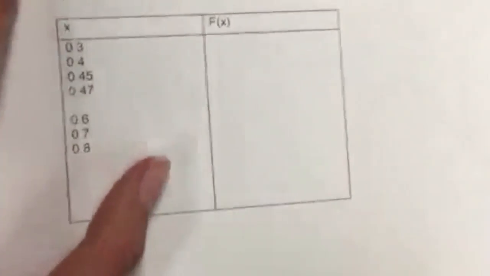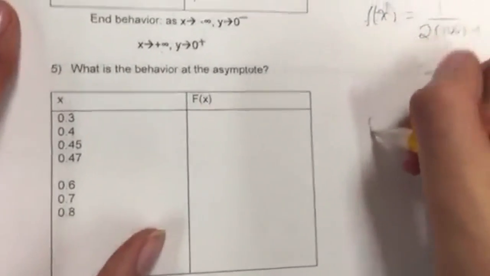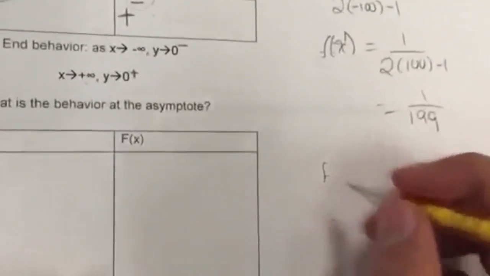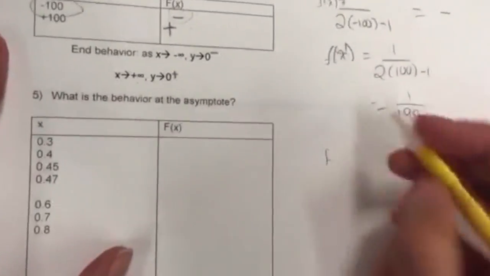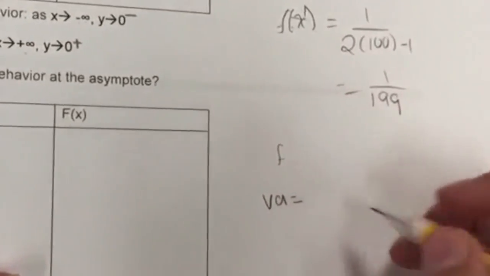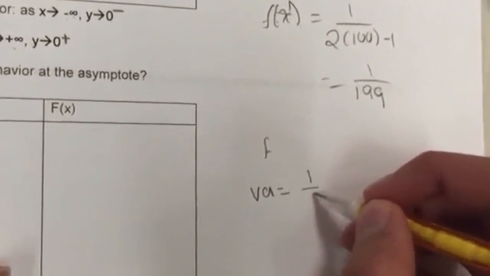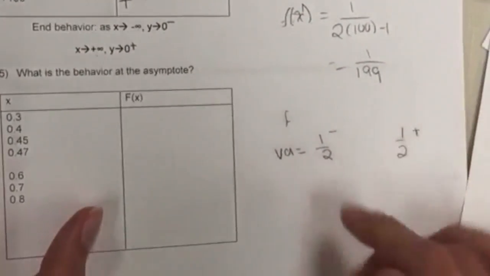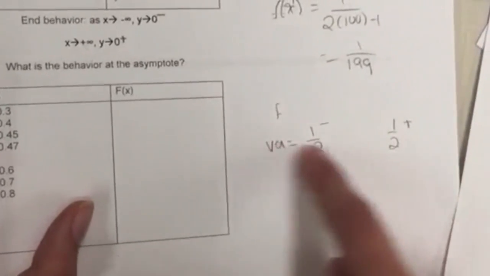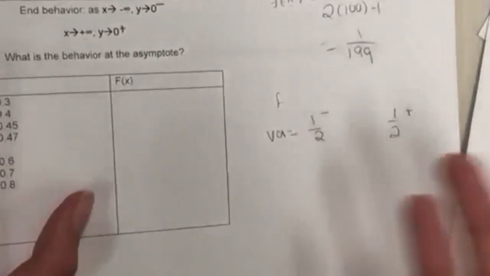So now, what is the behavior at the asymptote? So let's just get points. The behavior at the asymptote means the behavior of the function at the vertical asymptote. So the vertical asymptote for this function is 1 over 2, like we stated up there. So then we're going to get points that are smaller than 1 over 2 and points that are bigger than 1 over 2, because remember, we can't have 1 over 2, because that's an asymptote.